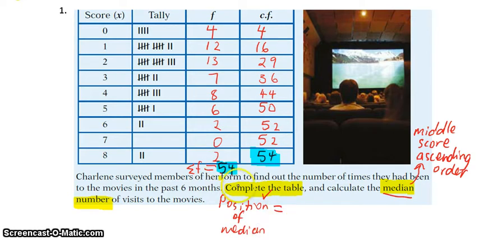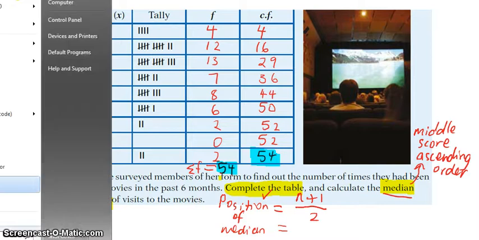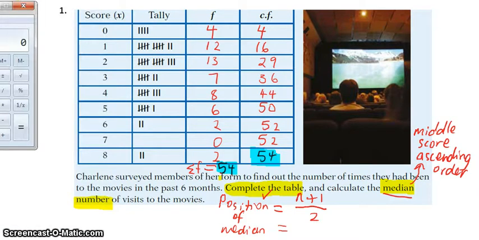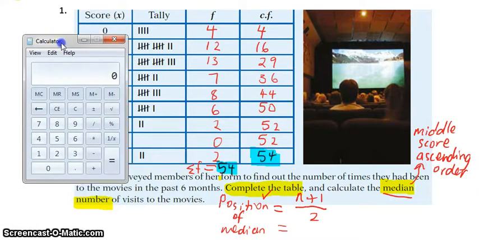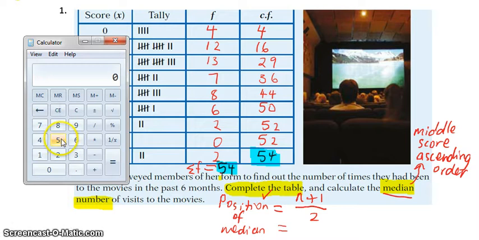And to do that, you halve the frequencies. Okay, so it's going to be the number of scores plus 1 divided by 2. So if I do 55 divided by 2, okay, what will that give? Well, if you're not sure, it's okay for you to use a calculator. So I'll just put a little one in here just to make sure we're correct. So 55 divided by 2 is 27.5.